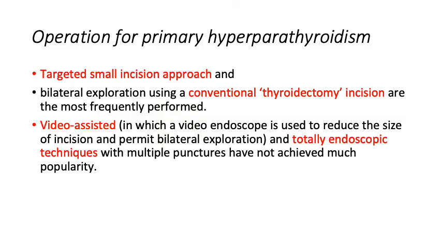Regarding the surgical treatment of primary hyperparathyroidism, we have first a targeted small incision approach, and we might use a conventional thyroidectomy incision. This is most frequently performed to do a bilateral exploration of the parathyroid glands. Also, we can use a minimally invasive technique like the video assisted or totally endoscopic technique with multiple punctures to do a parathyroidectomy.